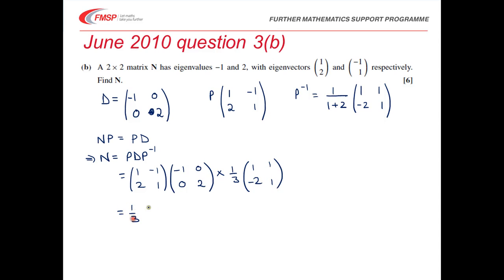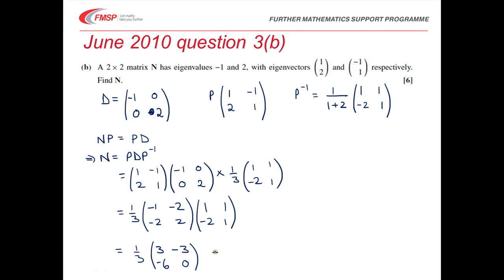So I bring the third out the front, multiply my first pair, that's minus 1, minus 2, minus 2, 2. Multiply by 1, minus 2, 1, 1. And that gives me 1/3 of minus 1 and 4 is 3. Minus 1 and minus 2 is minus 3. Minus 2 and minus 4 is 6. And minus 2 and 2 is 0. Giving me the matrix n, 1, minus 2, minus 1, 0.